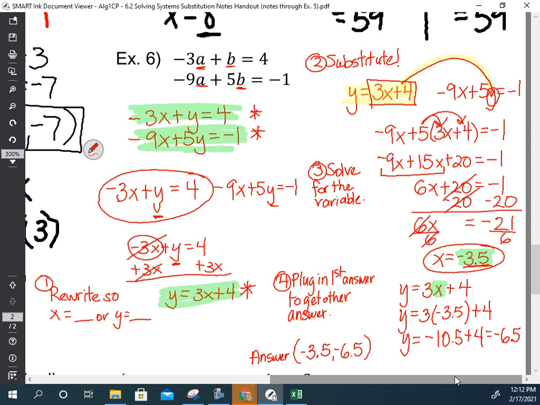Why does it go in that order? Because x comes before y in the alphabet. That's why it's written there. Any questions with example 6? Take a moment for those people who need to finish writing everything down, copying down steps.